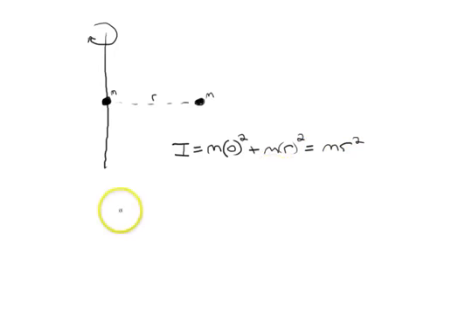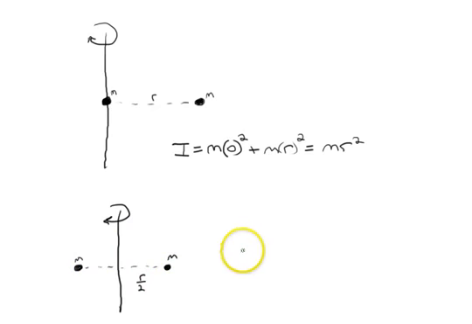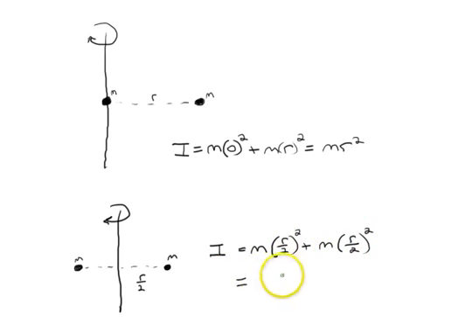Let's look at a different situation. Let's imagine that instead of rotating about one end like we did, we rotate about the center. And so each particle's distance from the rotational axis is now r over 2. And they still have a mass of m. To calculate the moment of inertia now, I have the mass on the left times its distance from the rotational axis, which is r over 2 squared, plus the mass on the right times its distance from the rotational axis, which is r over 2 squared. And when I combine these terms, I'm going to get that this is 1/2 mass times r squared.